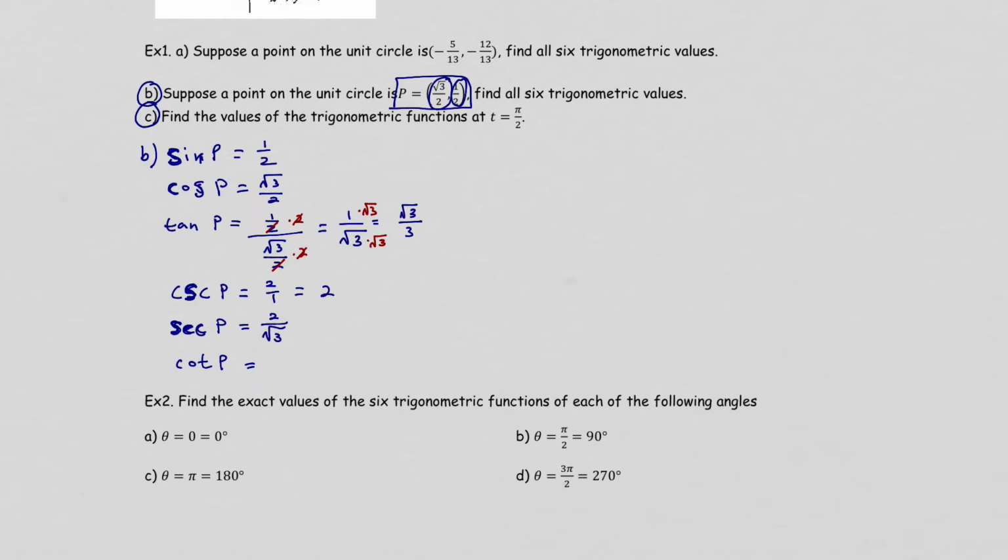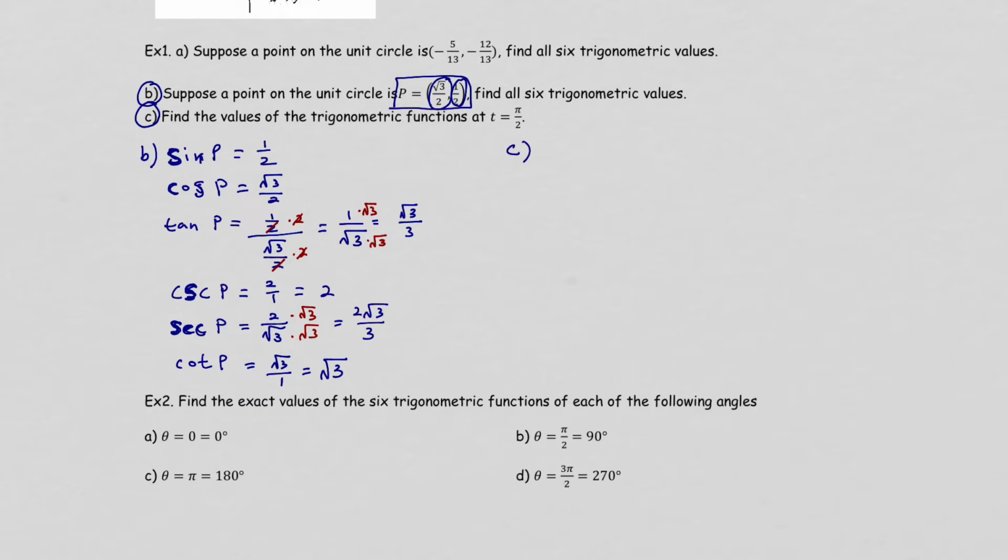You need to get rid of the square root, rationalize the denominator, so you multiply numerator and denominator by square root of 3. You get 2 square root of 3 over 3 as secant P. Cotangent P: before you rationalize it, because you're going to flip anyway, you're going to use this tangent, 1 over square root of 3. When you use that, it will be square root of 3 over 1, which is just square root of 3. So that's how you're going to find all 6 trig values when a point is given.